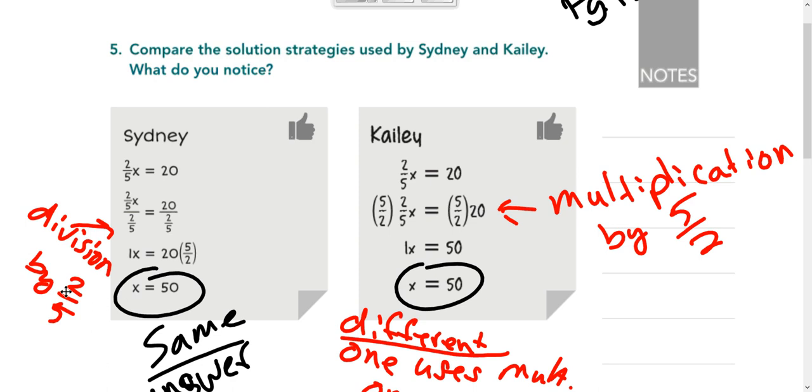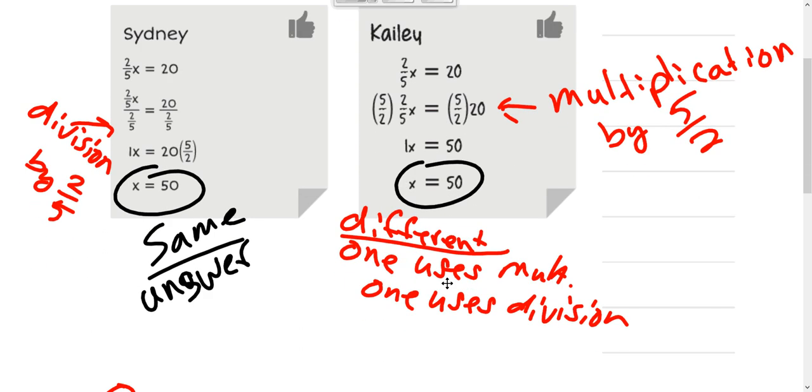Now think about that. 2 over 5 and 5 over 2, those are multiplicative inverses, or reciprocals, or flips. Okay, see how 2 is on top, then 5, and then over here 5 is on top, then 2. So what this is showing us is if we multiply by the reciprocal, the multiplicative inverse, we are going to get the same answer. All right?